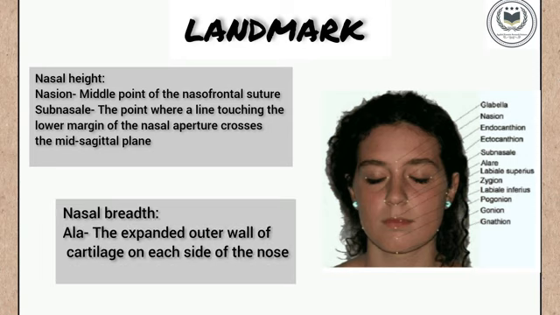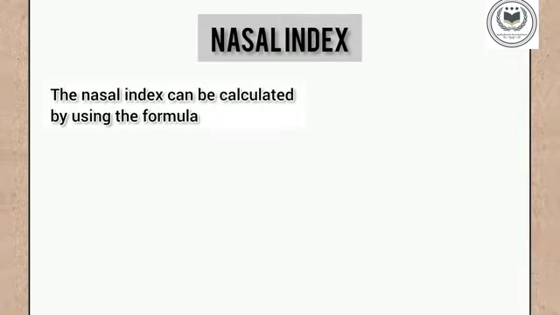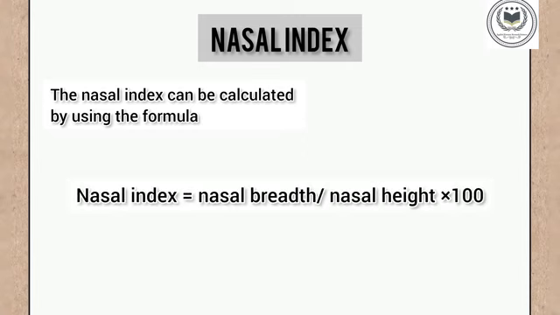And for nasal breadth, the landmark is alar, situated at the right alar and left alar. So measurement is also taken from right alar to left alar. Alar is the expanded outer wall of cartilage on each side of the nose. After measuring nasal height and nasal breadth, find out the nasal index. The nasal index can be calculated by the formula nasal breadth by nasal height into 100.